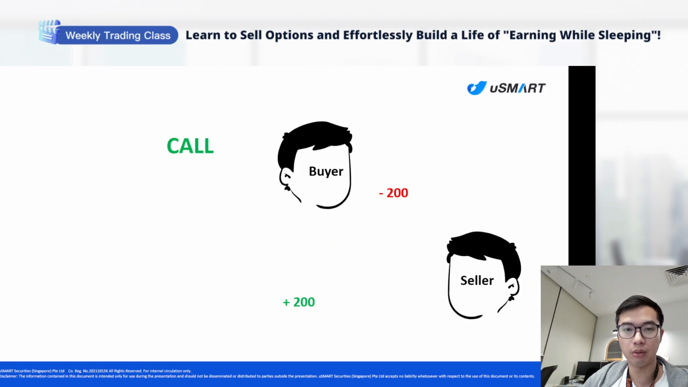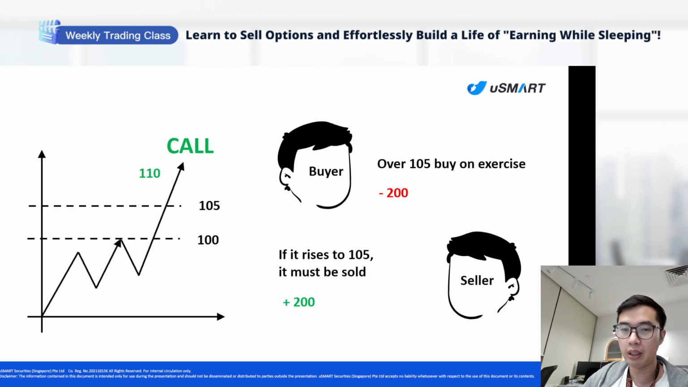So when does it execute? As I just mentioned, in a sell call, you are basically taking profits. If you become a seller, you basically take profit because you sell your stocks. So in this case, if the price rises to 105, which is the strike price, you as a seller have to sell your stocks.